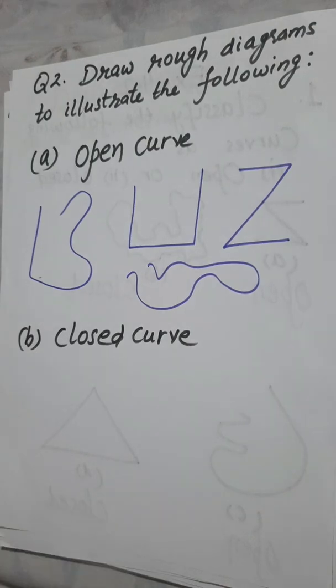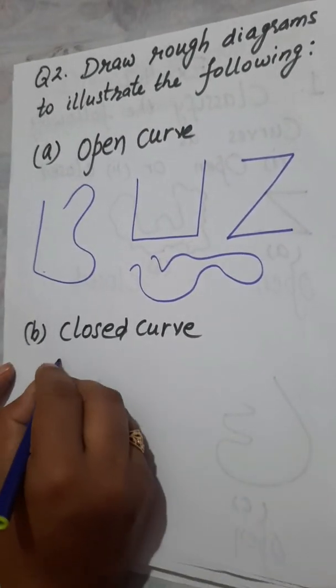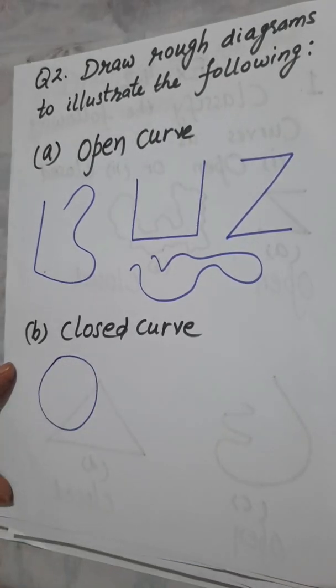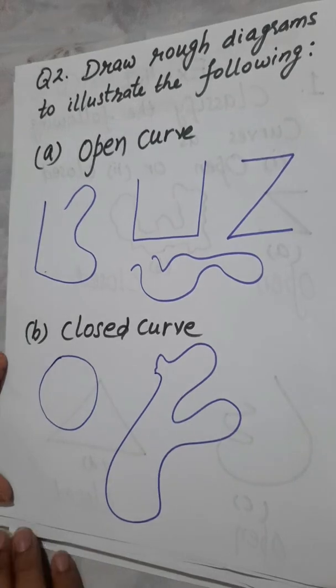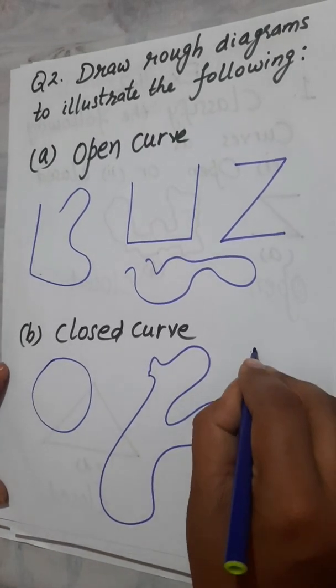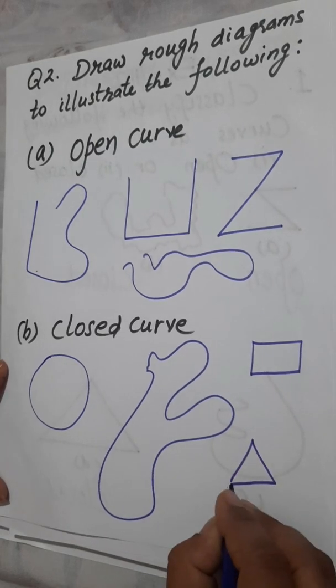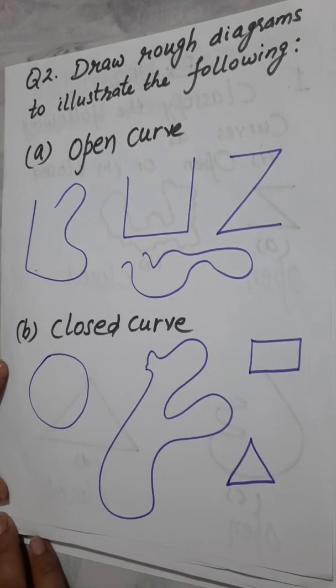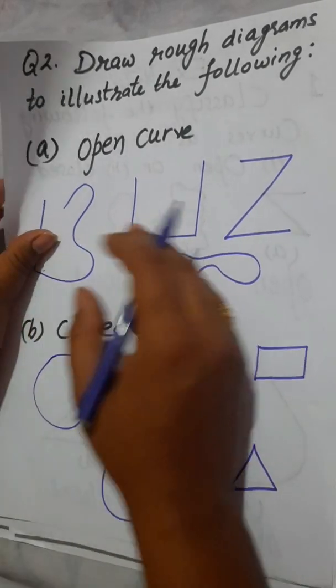The next we have closed curve. Closed curve, we know, is where the end points are joined like this. Circle is an example of closed curve. This is an example of closed curve. This square is an example of closed curve. This triangle is an example of closed curve. So you can draw any open curve, any closed curve.